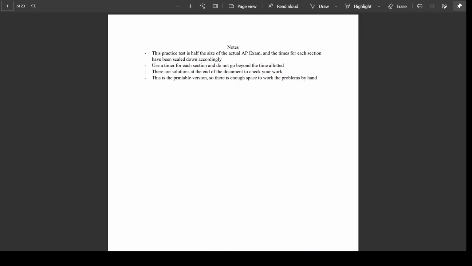Alright, so what this is here is a practice FRQ that I have written, and we're going to go over it, or at least one of the four sections. There's the multiple choice no calculator, multiple choice calculator, free response no calculator, and free response calculator. So I'm just going to be going over the first of those, which is the multiple choice non-calculator section.